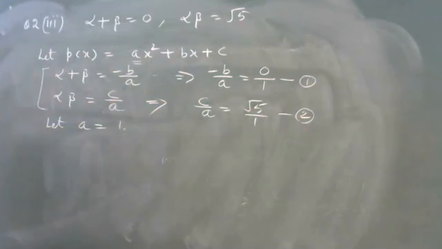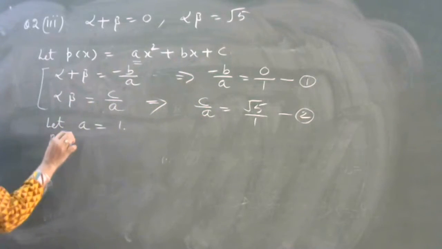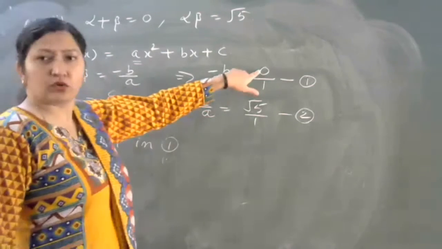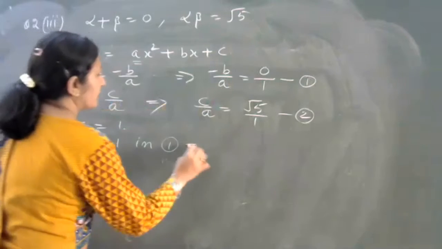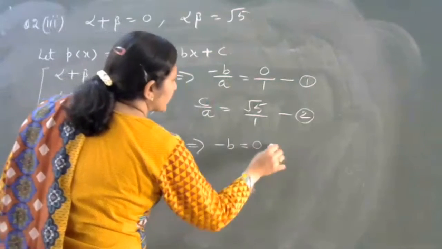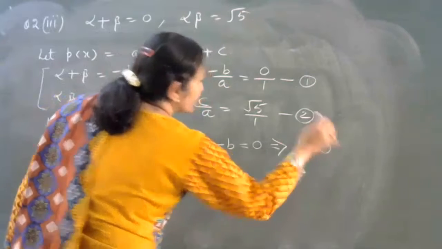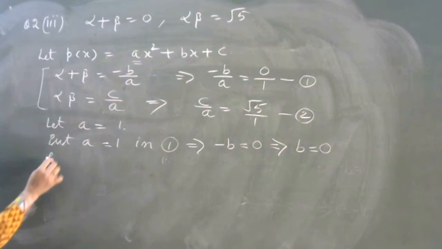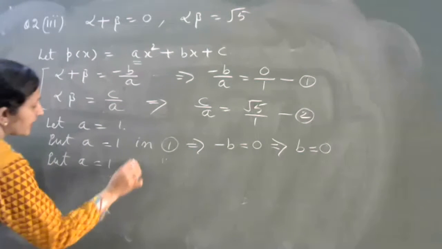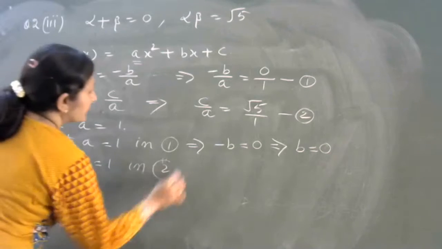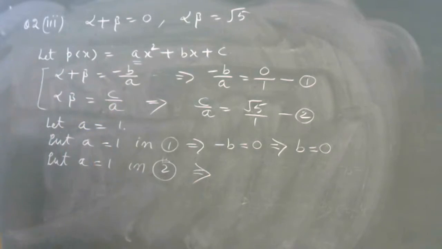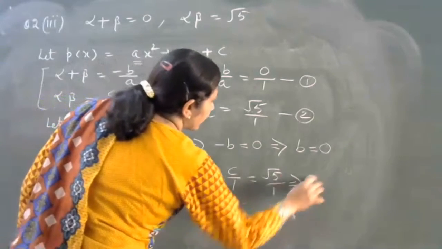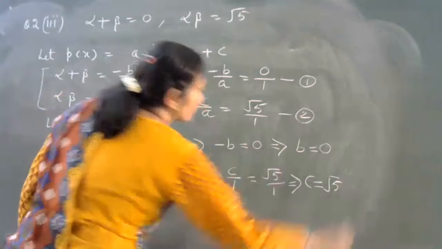Equation number 2. Put a is equal to 1 in equation number 1. So 0 into 1, it will become 0, which implies minus b is equal to 0, which further implies b is equal to 0. Value of b is 0. Next is put a is equal to 1 in second equation. It further implies c over 1 is equal to under root 5 over 1. That is c is equal to under root 5.